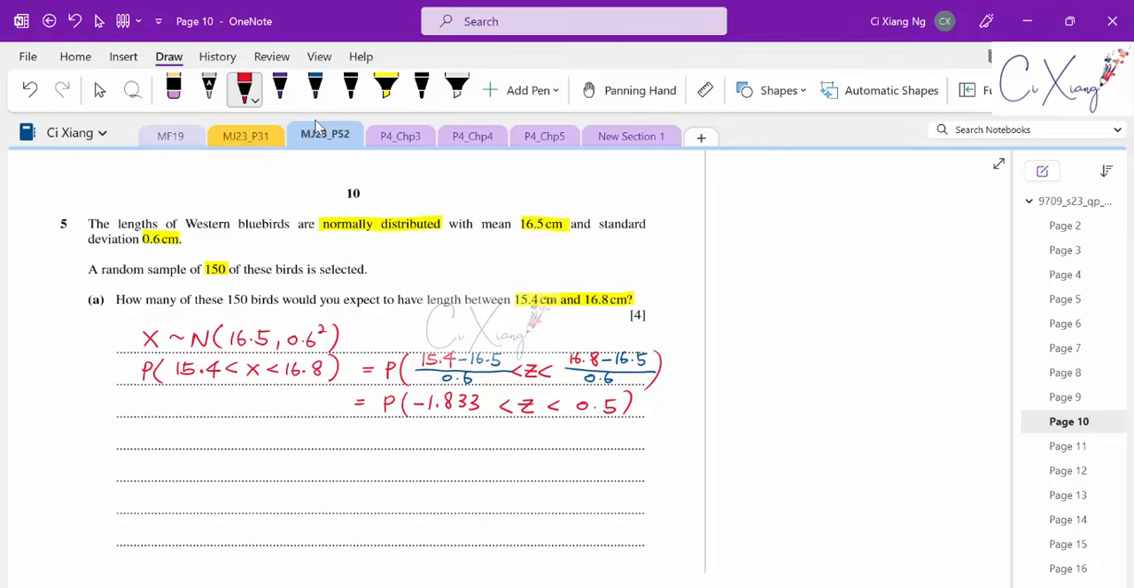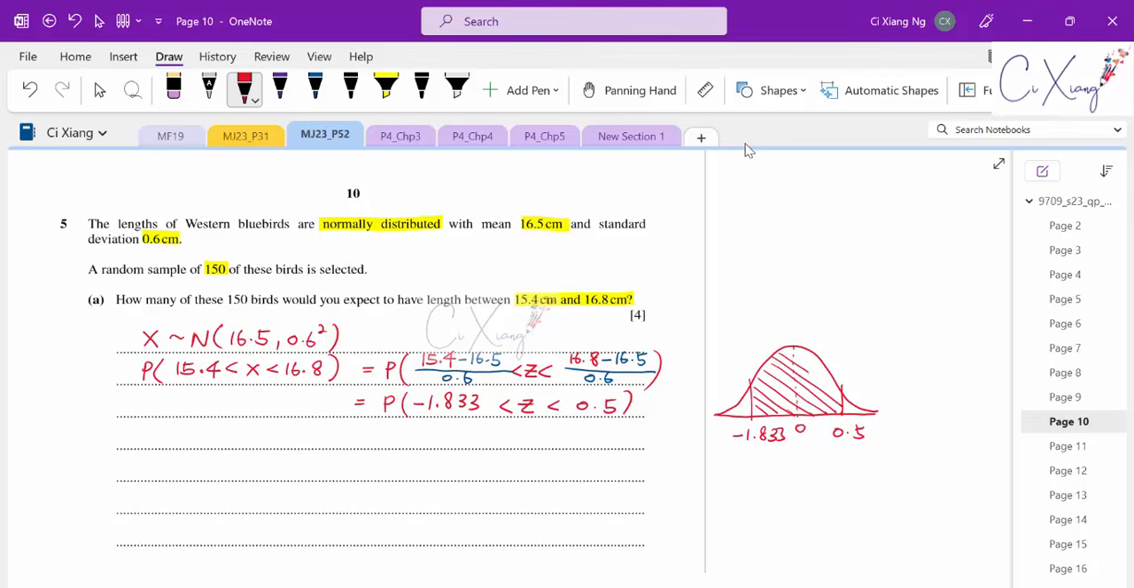Okay, so to calculate the probability for Z between these two values, there are actually many ways that you can solve it. So for me, usually I'm looking at the normal curve for the Z. And then I know that I'm looking for this one, negative 1.833. And then I'm having 0.5. Because you need to know the Z standard normal table, right? The mean is in the middle, which is 0. So basically I want to find this probability, this area.